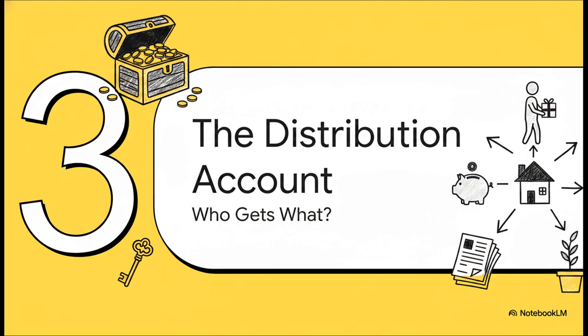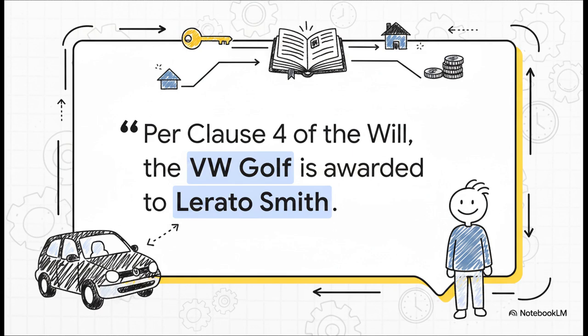All right, now we get to the part of the story everyone's been waiting for, the climax. This next section, the distribution account, answers that one big question. Who gets what? See, this is where it gets personal. It's not just about abstract numbers anymore. Now it's about fulfilling a person's final wishes.